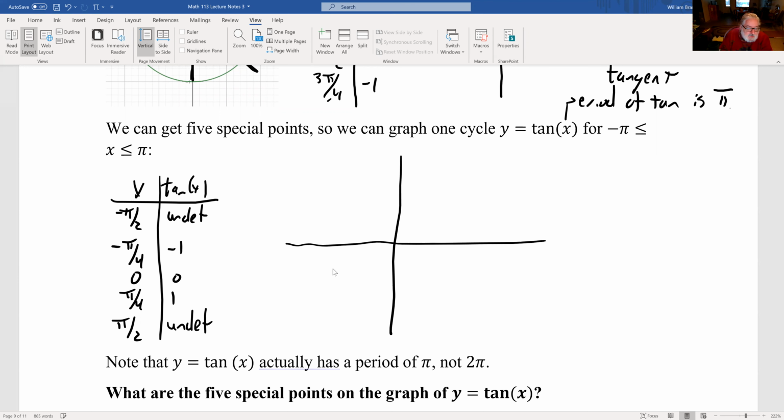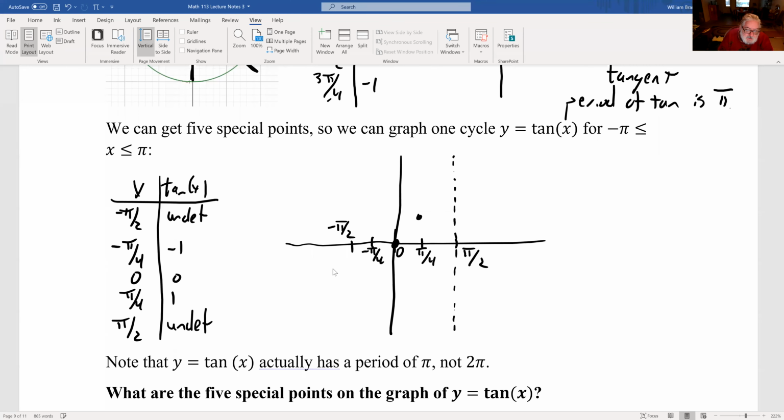One cycle of tangent goes from minus pi over 2 to pi over 2, which is again a little different from sines and cosines because those went from 0 to 2 pi, but here we're doing minus pi over 2 to pi over 2. 0 is right there, right? But the procedure otherwise is the same. You take this, cut it in half, cut it in half, cut it in half. This is 0. This is pi over 4. This is minus pi over 4. It goes through 0, goes through 1, and then it's got a vertical asymptote at pi over 2.